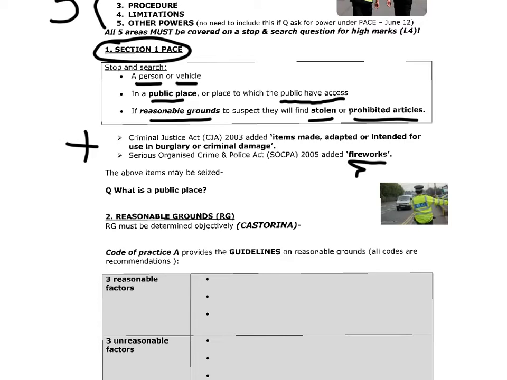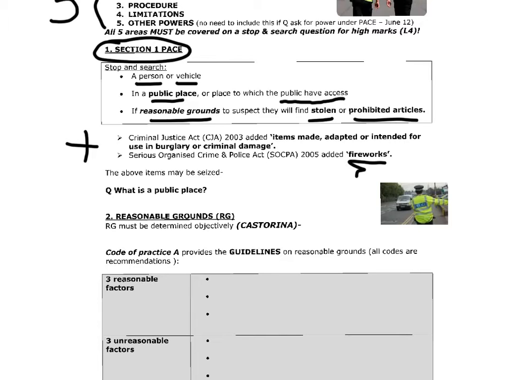So yeah, the above items can be seized. That just means that the officers can take them away, not return those items. Anything that we find that could be related to burglary, or anything such as fireworks. So your question's asking you what a public place is. Well, as I've said, it's somewhere that the public have got access to. So like streets, parks, any public places, city centres, but it doesn't obviously cover places like your back garden, your house, etc.